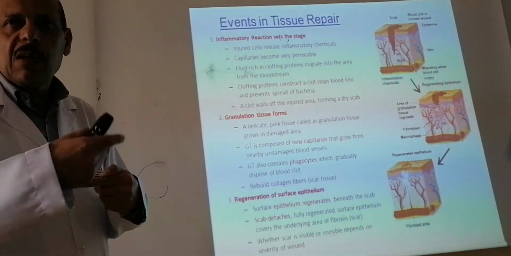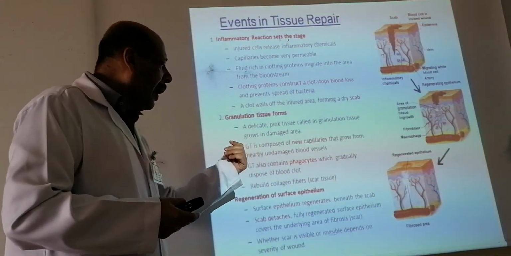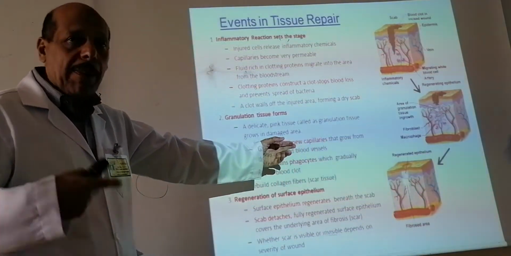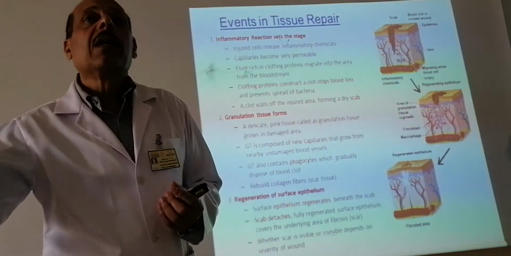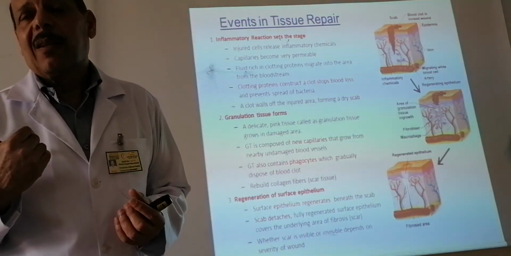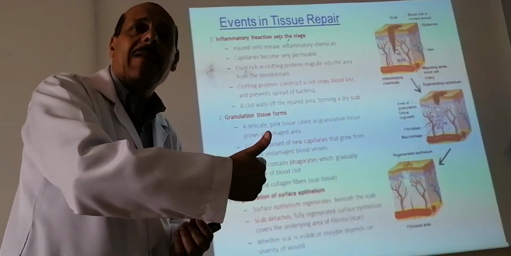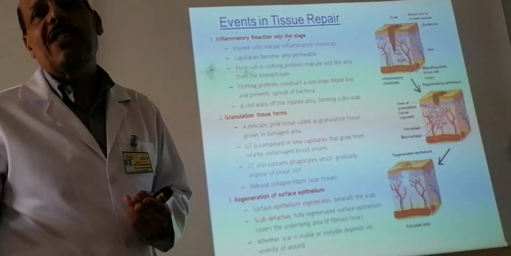A new cell will be formed there. And the granulation tissue is composed of new capillaries that will be formed, in order to give more blood supply to the area, because that injured area now needs more blood supply in order to repair the tissue which is damaged.